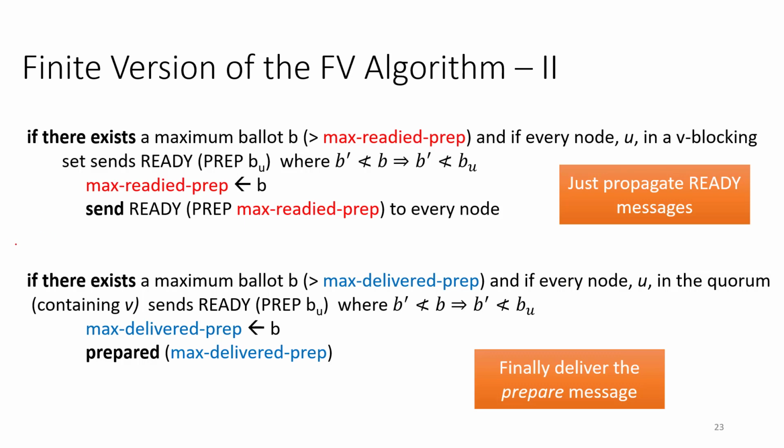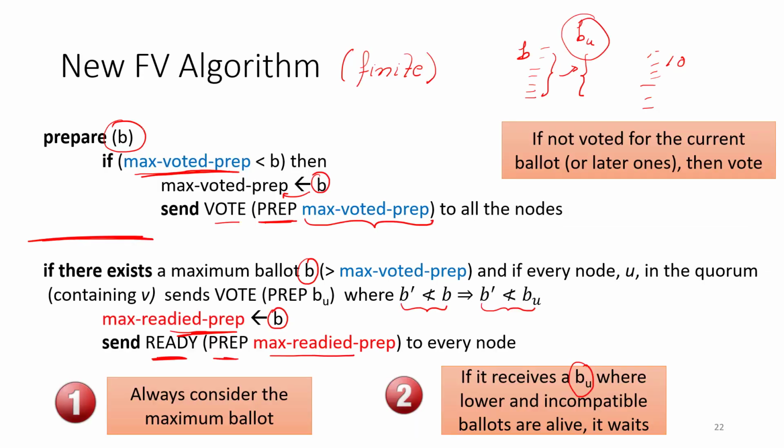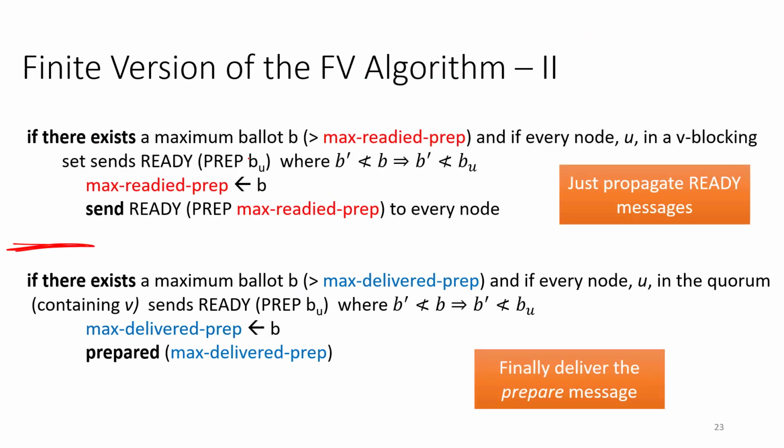So now again, two sub algorithms. So let's look at this. What had we seen in the earlier version of the infinite algorithm, that once we get a vote from a quorum, which is over here, we send a ready message. So here also we are doing the same. And then we propagate the ready message, right? When we get it from a V blocking set. So here exactly we are doing the same, it is just that the format has changed a little bit. So the idea is the same.